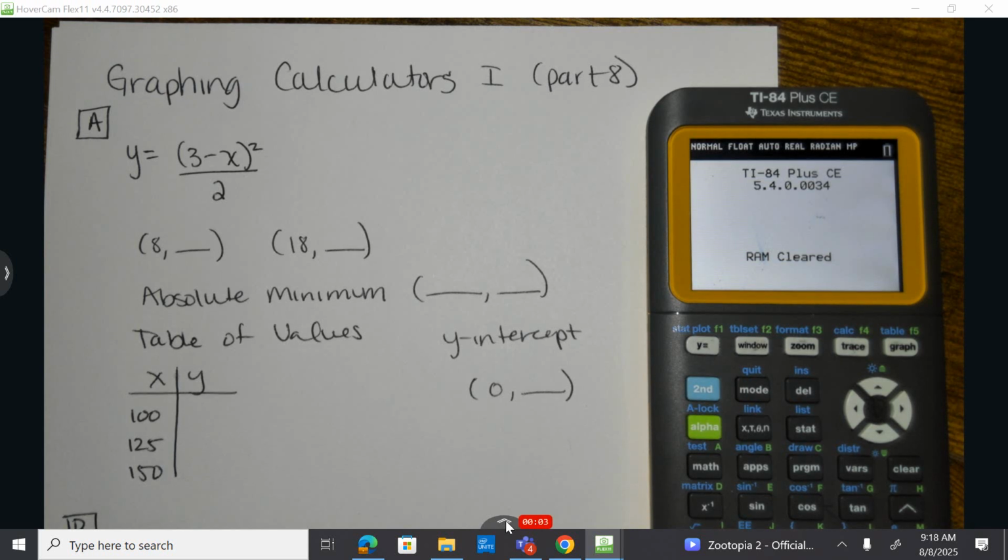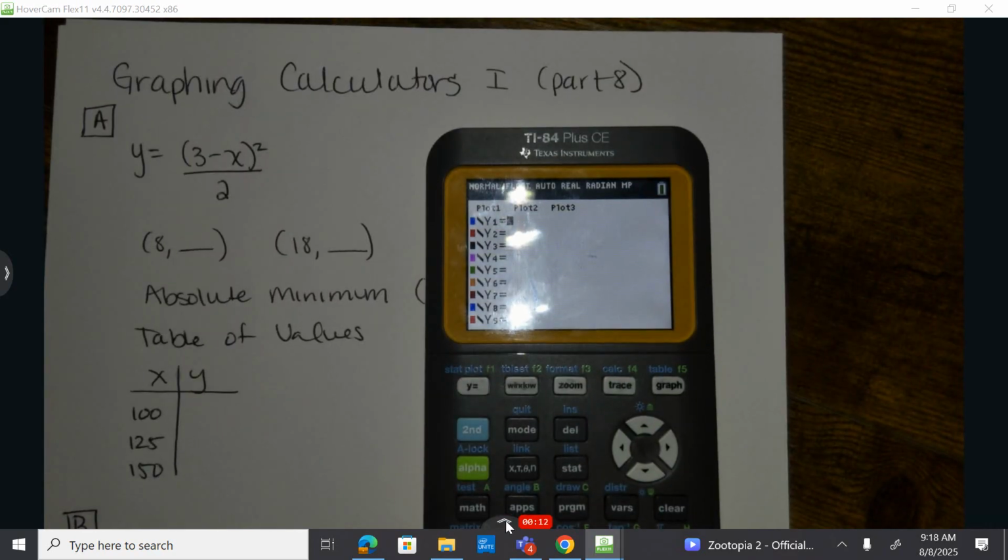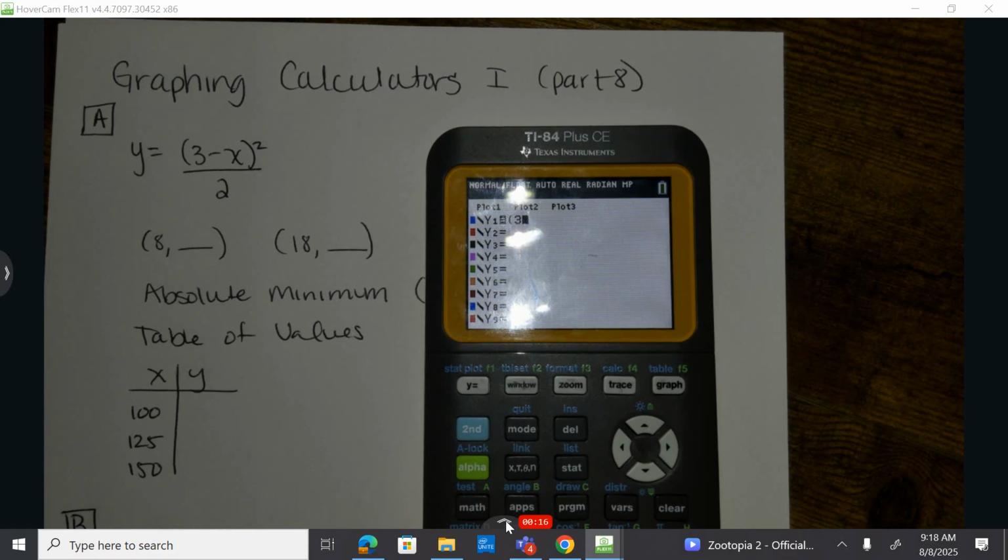In this video, we're going to go over 4 different examples. Here's the very first one, and part of this is just learning how to correctly type in each function. So with me, please, after you've cleared the RAM, go up to y equals, and we're going to start by a beginning parentheses and 3 subtract x, and parentheses and squaring it. And we're going to divide this entire numerator by 2.